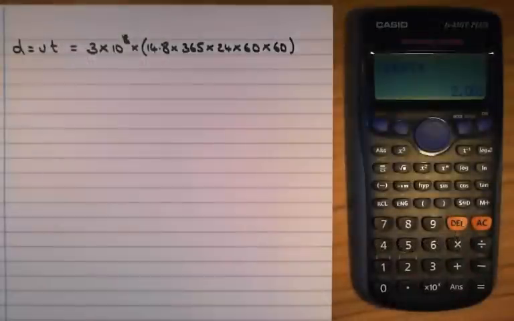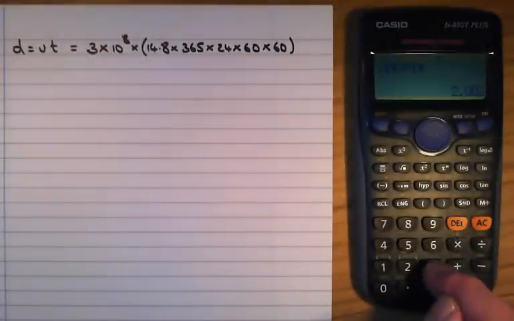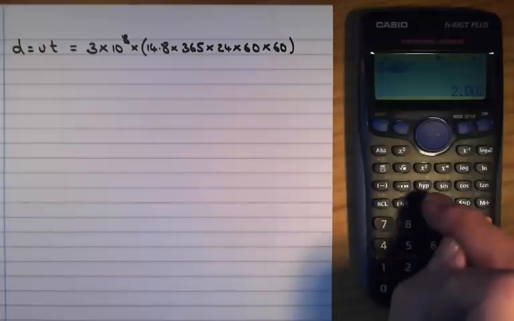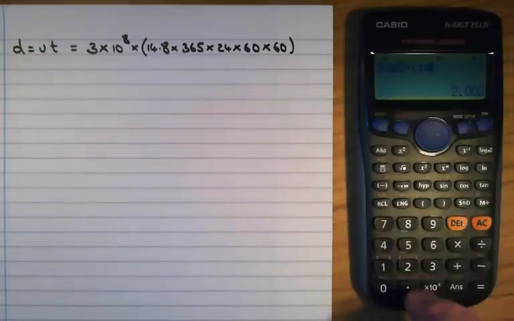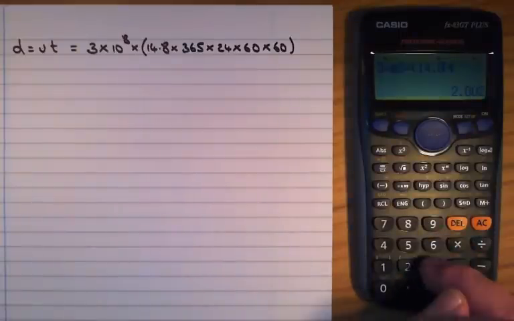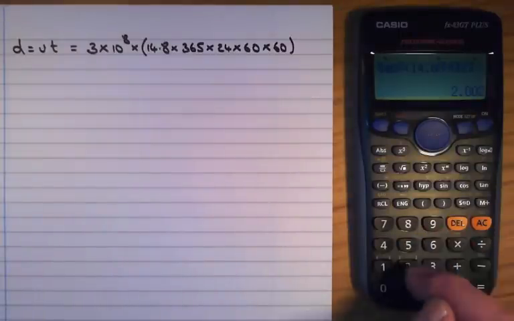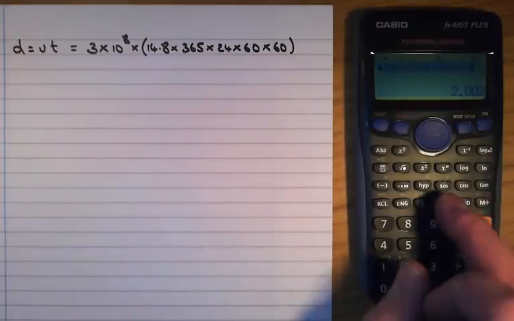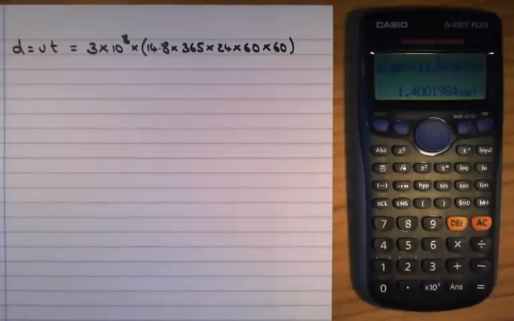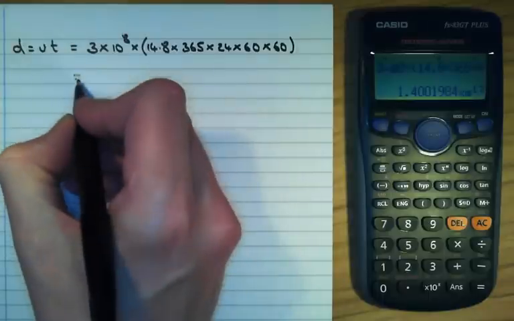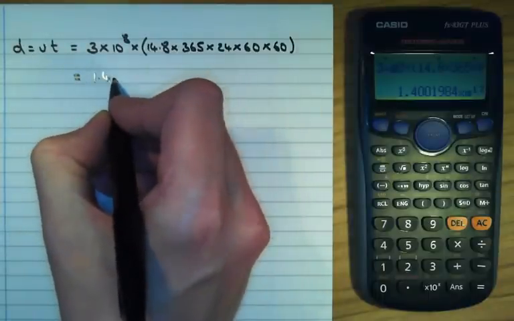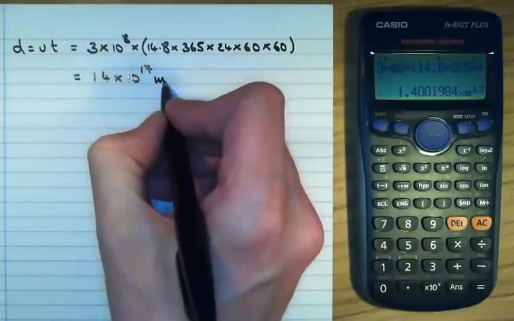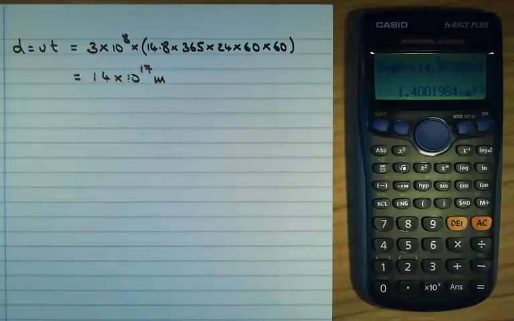Last thing, of course, is to calculate that. So 3 times 10 to the power of 8 multiplied by, we don't need to use the brackets, 14.8 times 365 times 24 times 60 times 60 is equal to, and that gives us a distance of 1.4 times 10 to the power of 17 meters. And I think that'll do us this time.